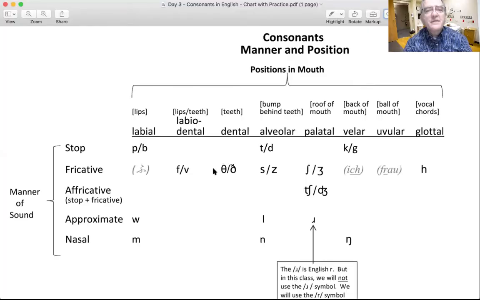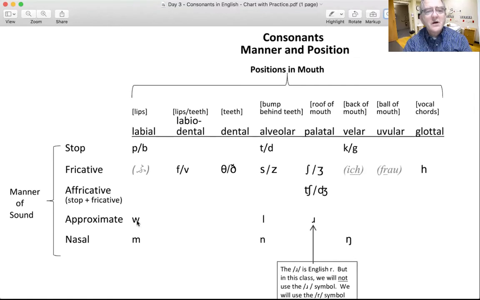Next, we have the labiodental. That's not a stop. It's a fricative. Fricative means a sh sound. And the F and the V have this fricative sound. So the lips go on the teeth and go f, f, f, or v, v, v with voice. That's the F and the V. And that's where they are in the mouth.